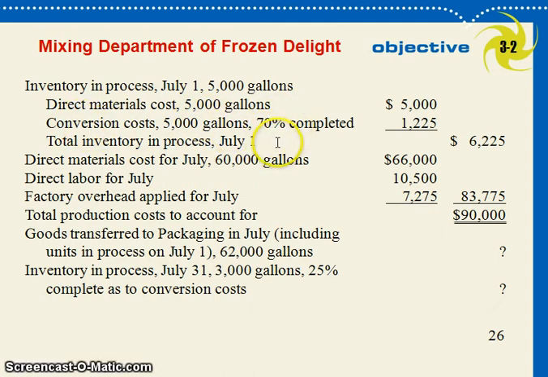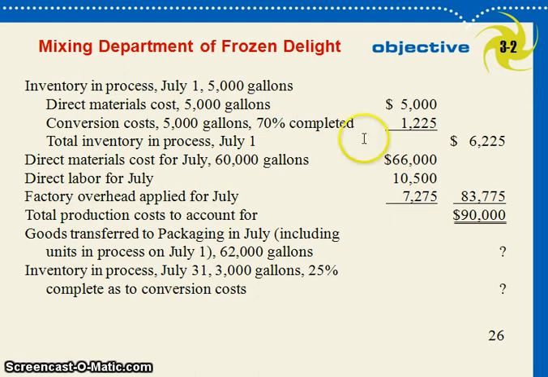So what they're saying here is that right now, sitting in a vat, if you will, is ice cream that has already had all of its materials put into it, and it's already 70% complete. Let's put some time on it just to give it some meaning. Let's say it takes 10 hours to mix ice cream. The ice cream in process on July 1st is already 70% complete as far as those conversion costs, meaning it's been in process for 7 hours, and maybe it has another 3 to go. Just to put some time on it to make it a little bit more real.